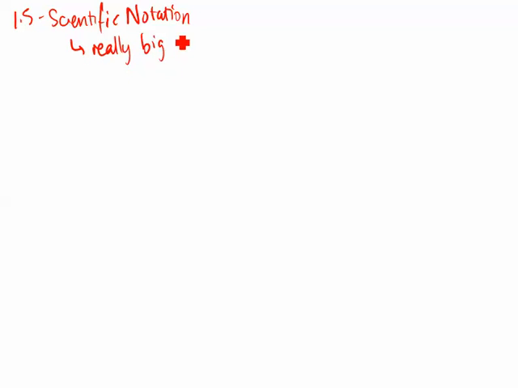Okay, so now we're continuing on in grade 8 math. This is chapter 1.5 on scientific notation. As you notice, the word scientific notation has the word science in it, and so this notation is a way of writing numbers that's often used in science to represent really big numbers or really small numbers.